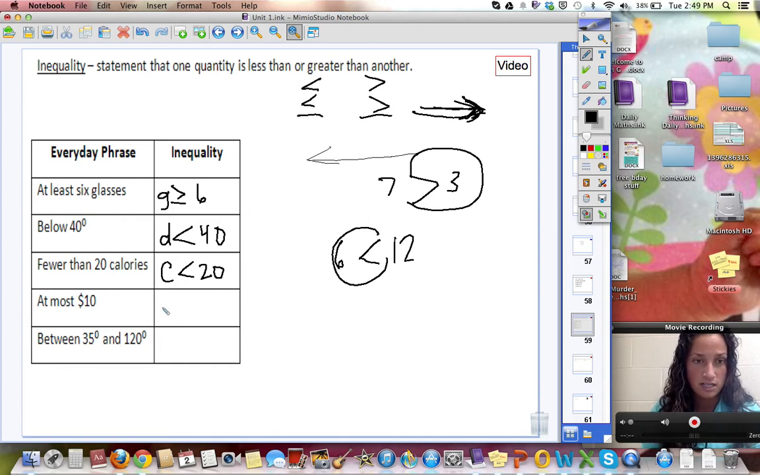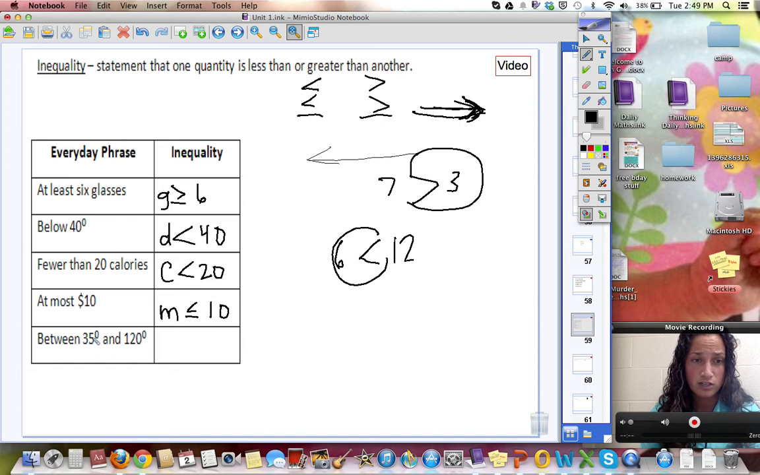At most $10, so this I'm going to put an M for money. At most, that means I can have $10, but I can't have 11. The most I can have is 10. So I can have $9, $8, $7. So I can have less than or equal to $10. I can have 10, I can have 9, I can have 8.